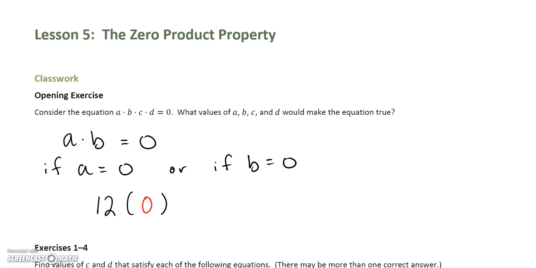And if b is 0, 12 times 0 is also going to be 0. So back to this question. If a times b times c times d equals 0, what do we know about these values? Well, either a could be 0. Regardless of what b, c, and d would be, this whole equation would equal 0, because 0 times anything equals 0. So either a is 0, b is 0, c is 0, d is 0, or any combination of those is true. So that's what the zero product property is.